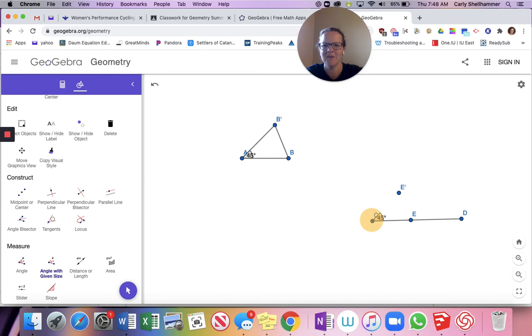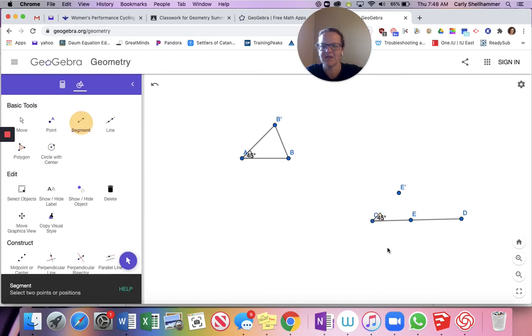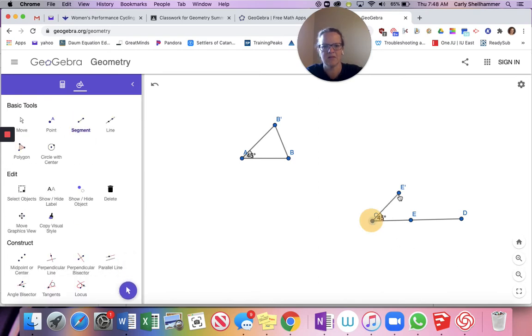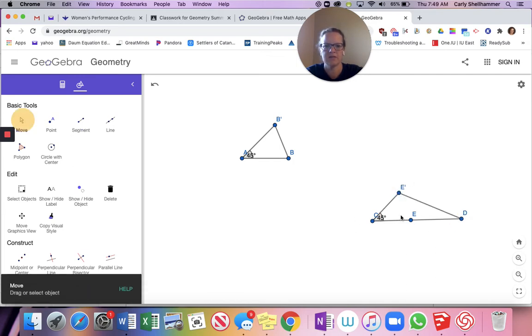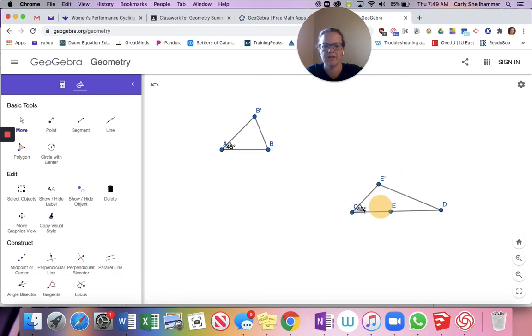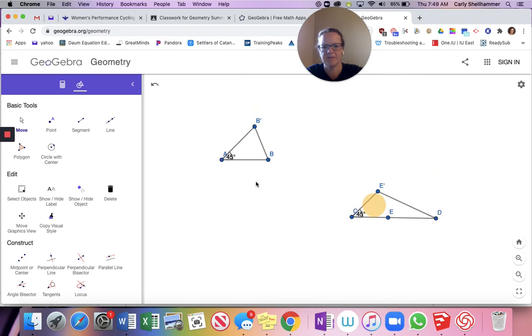Oh, good, it worked. So now I can do a different one. All right, so I just made 2 triangles with one 45-degree angle. I don't know if I can move it. I want to move the whole thing. Nope, it won't let me. It's fine. Are those triangles congruent?